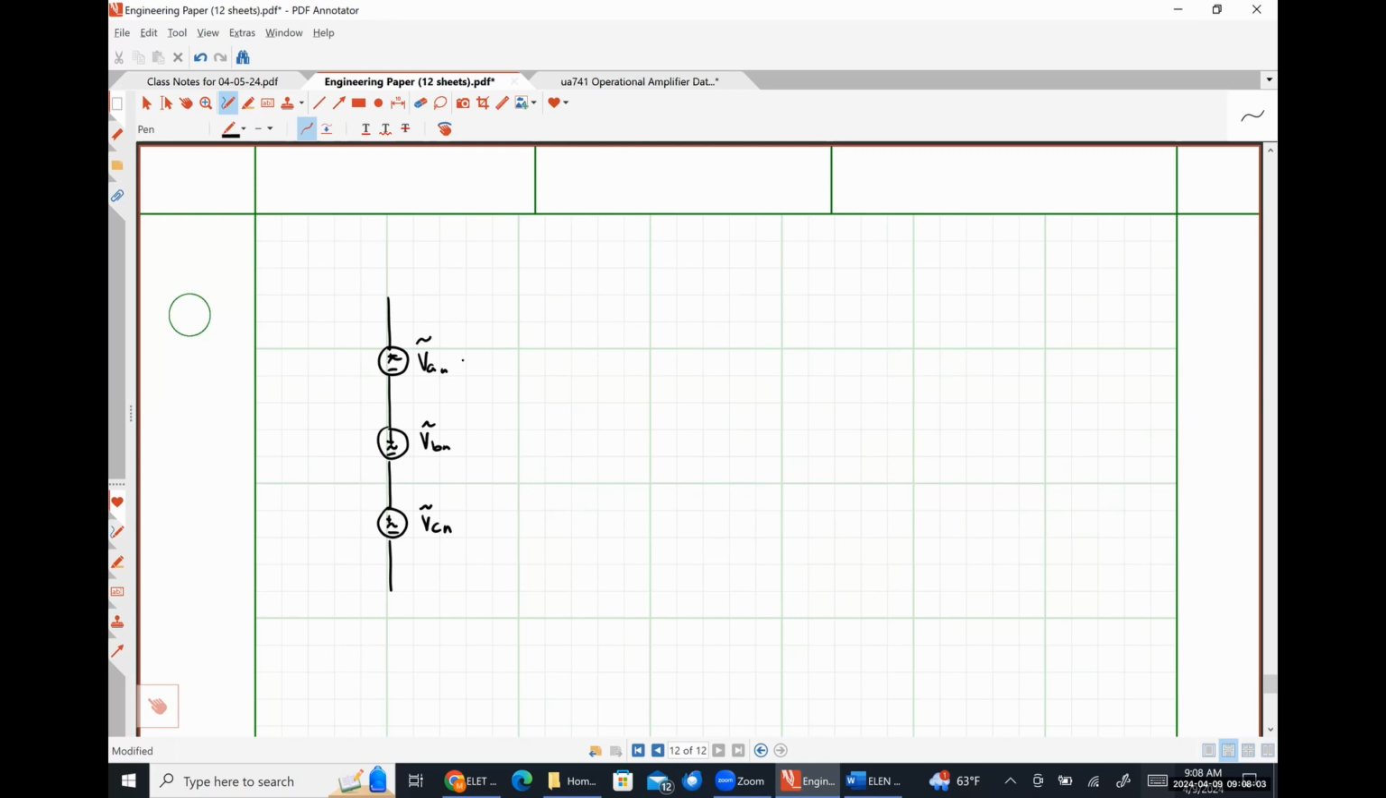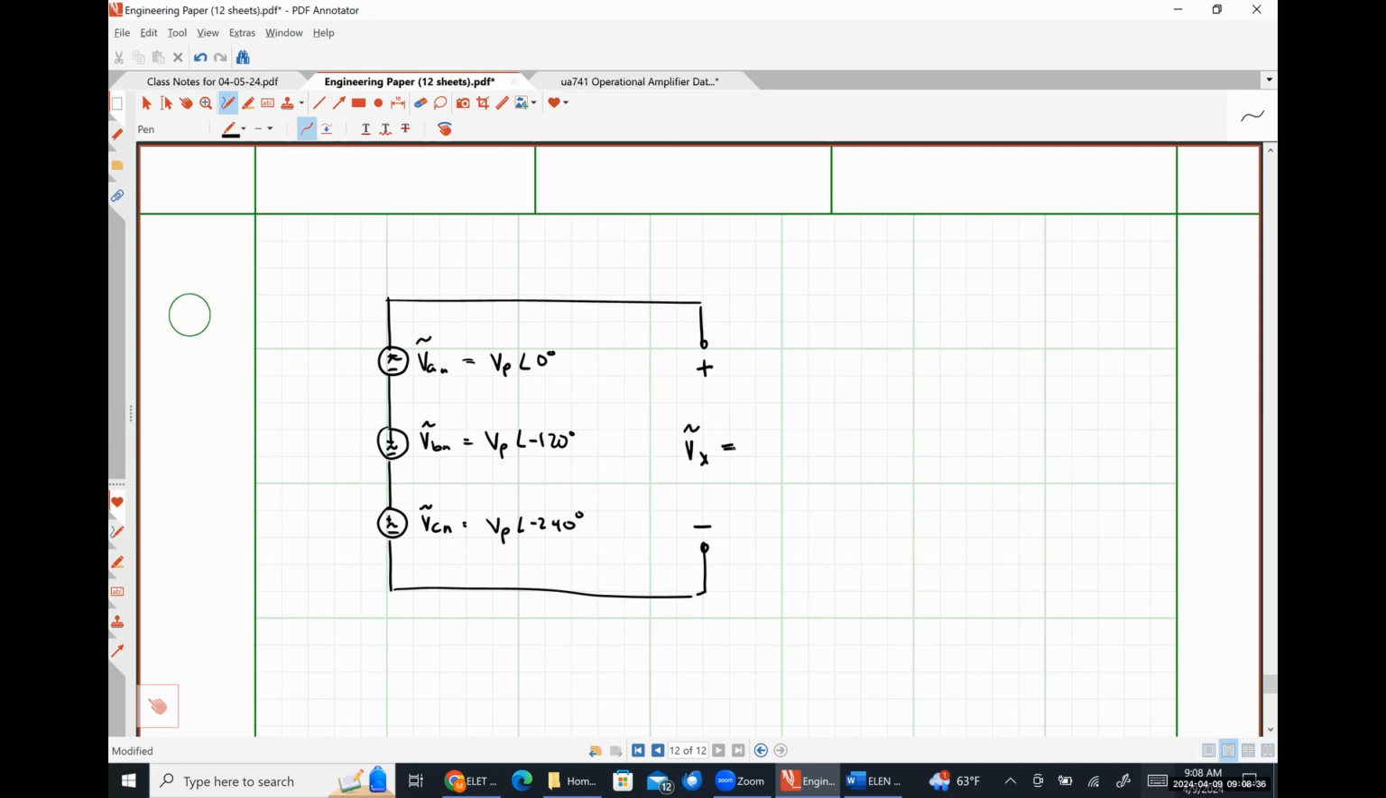So here's VAN, here's VBN, and here's VCN. Let's say that we put them all in series where we're just using this as some phase angle, there's going to be some phase voltage magnitude with an angle of 0 degrees. Here's that same VP with an angle of negative 120. And here is VP with an angle of negative 240. And we wanted to know what this voltage is here. The voltage drop across those three sources if they were connected in series.